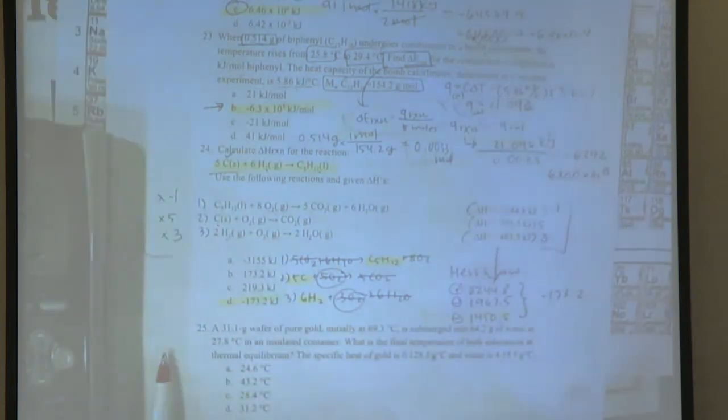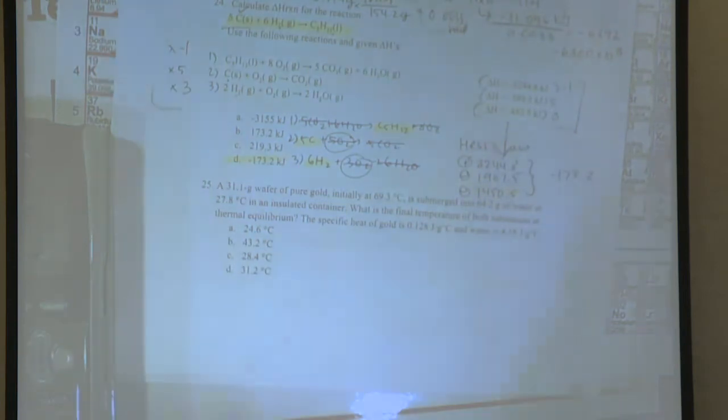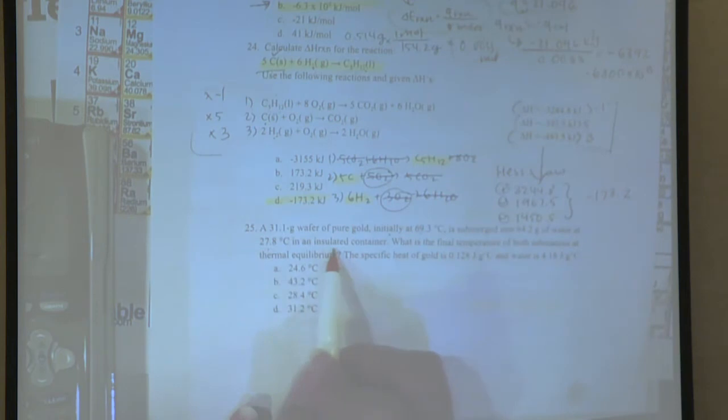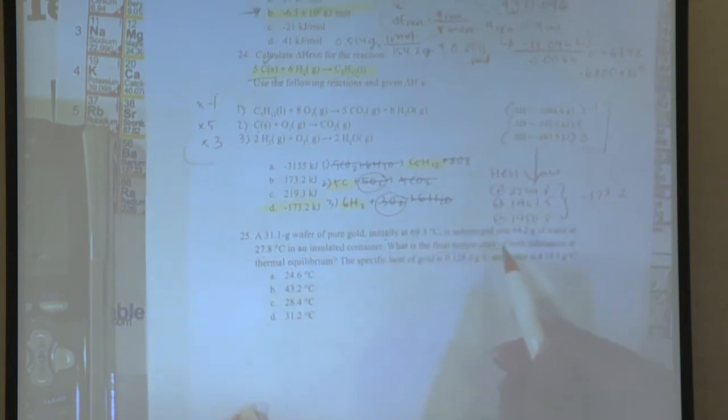25. A 31.1 gram wafer of pure gold, initially at 69.3 degrees Celsius, is submerged into 64.2 grams of water at this temperature in an insulated container. Find the final temperature of both substances in thermal equilibrium.